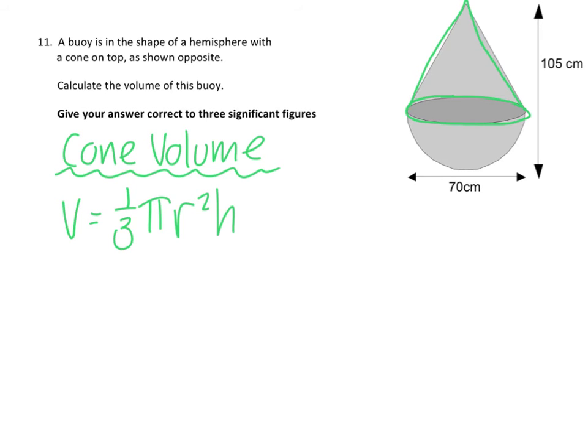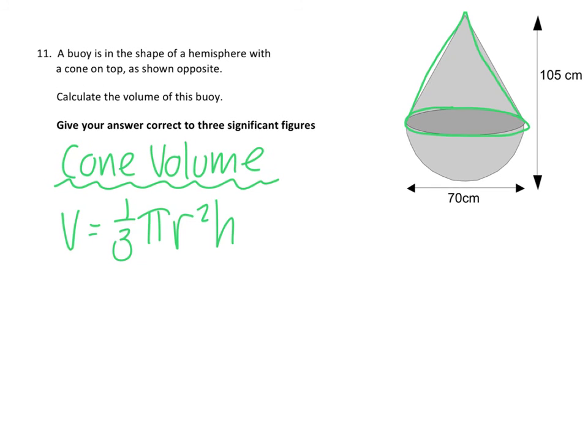So now the height of the cone, which is the distance going from here to here, it's a bit trickier. It's not 105 centimetres, because that's the height from the top of the boy all the way down to the bottom. Now that can be split into two parts as shown here, this blue part from here to here, and then the purple part from here to here. Now the blue part is quite clearly the height of the cone, and this purple part we have to realise is in fact the radius of the hemisphere.